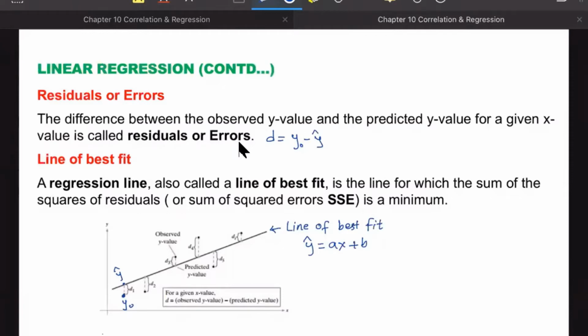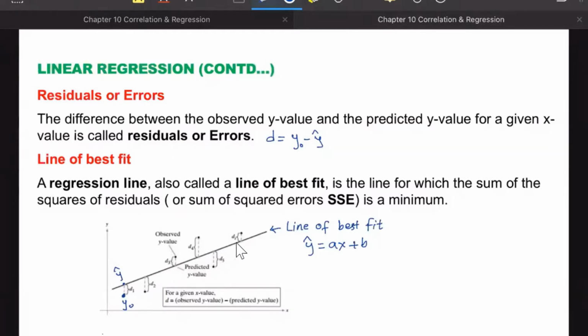Write that formula in your note catcher also. So d equal to y sub 0 minus y hat. That is the difference between the observed value and the predicted value. And this is called the residual or the errors. Now, when we talk about this line of best fit, for the first point, the difference between y sub 0 and y hat, we say d1. The second is d2. The third is d3. Fourth is d4.